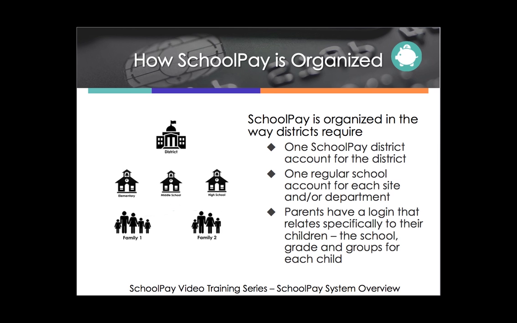Let's talk about how SchoolPay is organized. When a school district buys the SchoolPay system, that school district gets a district account. Each site or school and/or department within the district also gets an individual school account. And then finally, of course, parents have an account, and that account relates specifically to their children. And that can be the schools that their children attend, the grades that they're in, and also the groups that each child is in at their respective school.